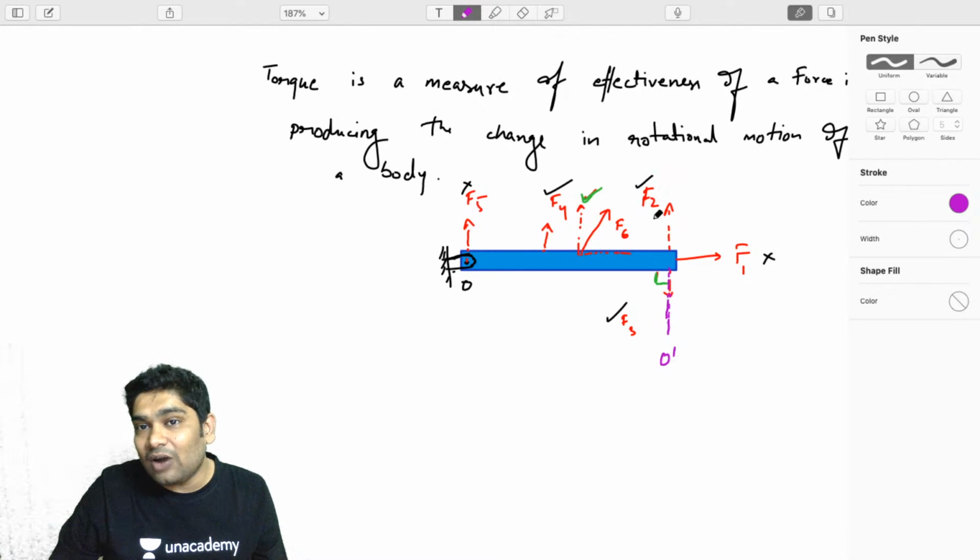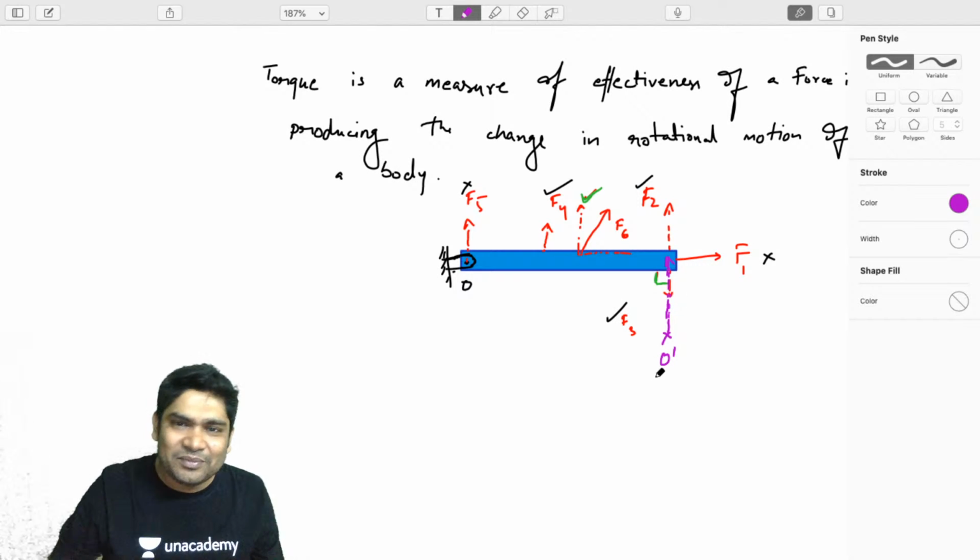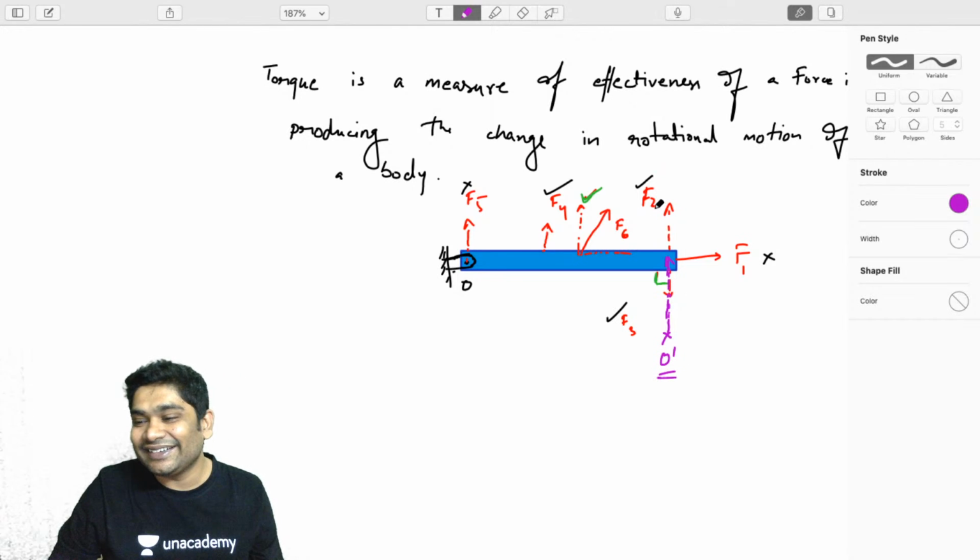So what will be the torque of F2 about O dash? It will be 0. Why? Because the radius vector of the point of application of the force is parallel to the force itself. What does that even mean? That about this point, this F2 cannot produce any rotation.